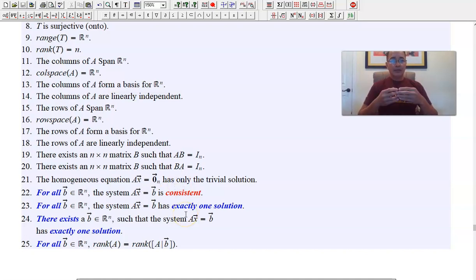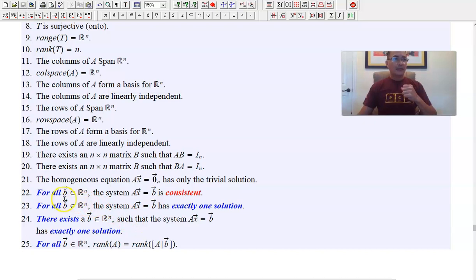So therefore, 21 is the same condition as T being 1-to-1, which we know is equivalent to T being bijective. The last 4 conditions are in your homework, okay? But let's just look at them because these 3 involve AX equals B, which is a system. But this involves the augmented matrix, A augmented with B.